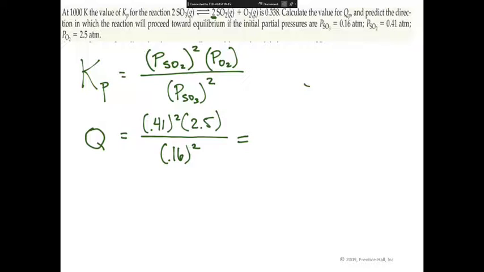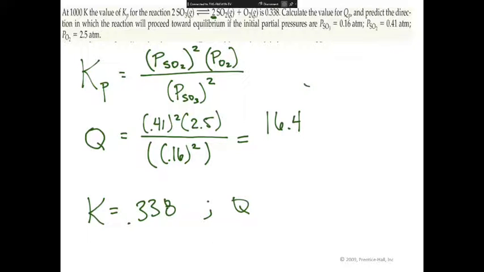All right, so I'll just do this. Make sure your calculator knows what's supposed to be upstairs and what's supposed to be downstairs. So when I square that 0.16, I'm going to put that in parentheses on the bottom, just so my calculator knows for sure all that's downstairs. And I'm getting 16.4. Now, they told us K is supposed to be 0.338. But right now, Q is 16.4.